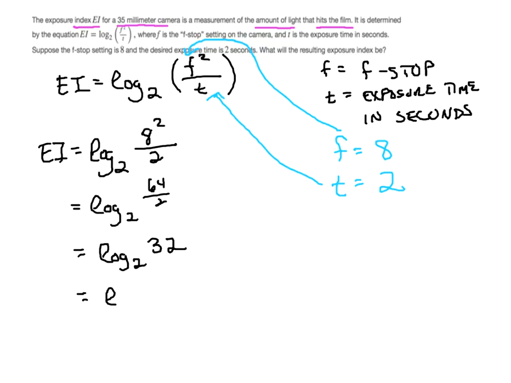I can rewrite 32 in exponential form of base 2. That's 2 to the 5th. And so the question now is, what can I raise base 2 to, to raise 2 to the 5th power? So I get my exposure index of 5.